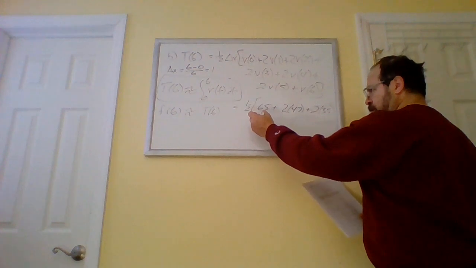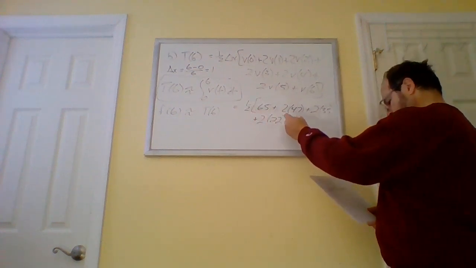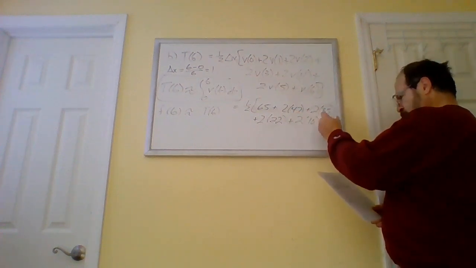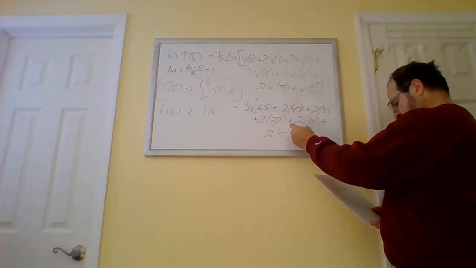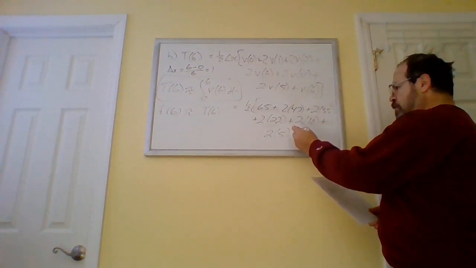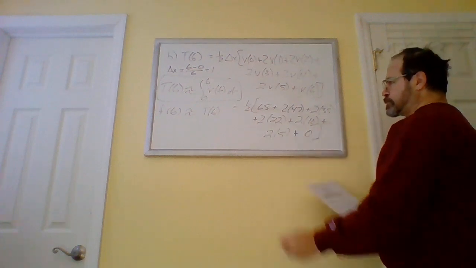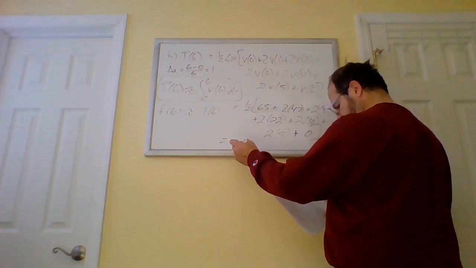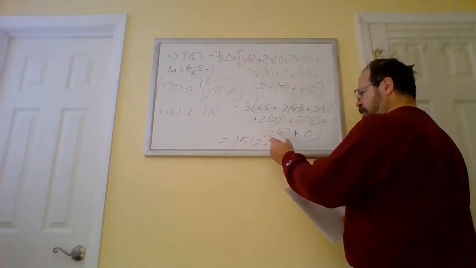And then 2G of 3 is about 22. And 2G of 4 is about 10. And 2G of 5, G of 5, which is about 5, and then G of 6 is 0. And so if you go ahead and calculate that summation, you get about 151.2 feet to brake.